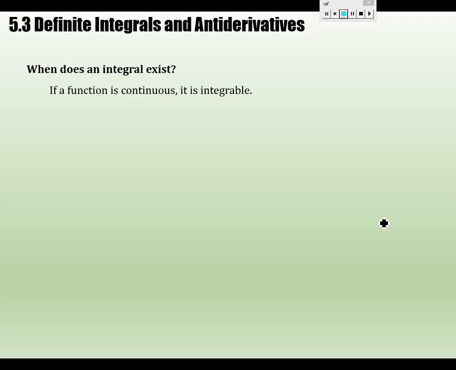The bar is much lower for integrable functions. All it has to be is continuous. And actually the bar is even lower than that, but I don't really feel like talking about it. The point is, can we find the area under almost anything? And the answer is yeah. There's very few things that it doesn't make sense to calculate the area under. It was a much higher bar for differentiability, wasn't it? It actually has to be smooth and stuff.